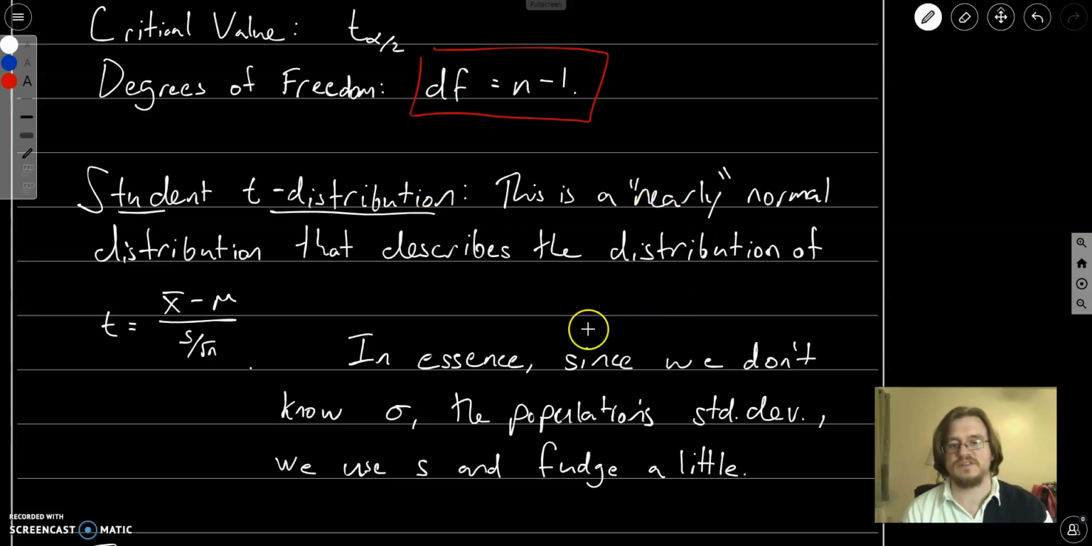So instead of using a perfectly normal distribution, we use a student t distribution, and it's a nearly normal distribution. It describes the distribution of the sample means, but it describes that distribution with respect to the sample standard deviations as opposed to the population standard deviation. So again, all we're doing is, because we don't know the population standard deviation, we just have to fudge a little bit. So this isn't a perfect normal distribution, but it's close.